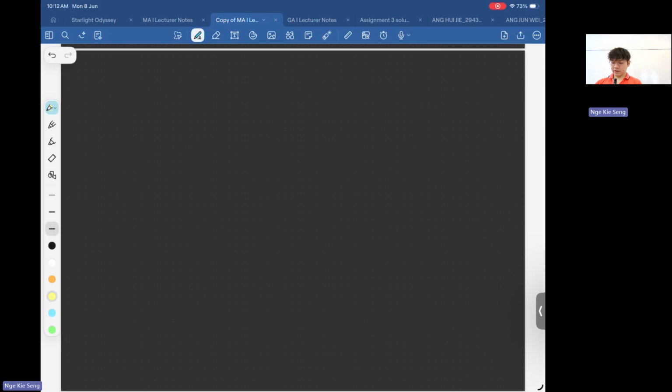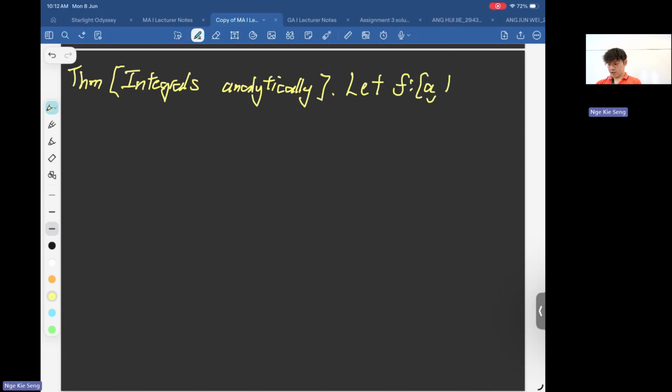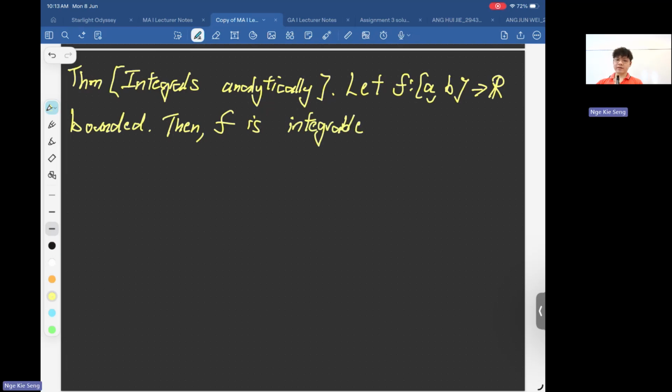Then we will give another equivalent condition on integrability. So let's name this theorem. We'll discuss the integral analytically, meaning we'll involve epsilon again. In this class, we like epsilon a lot. So again, let our function be bounded, because we discuss integrability on bounded functions. Then f is integrable, meaning the upper integral and the lower integral coincide, if and only if for every epsilon greater than 0, there exists a partition.